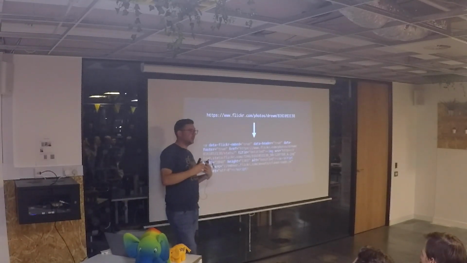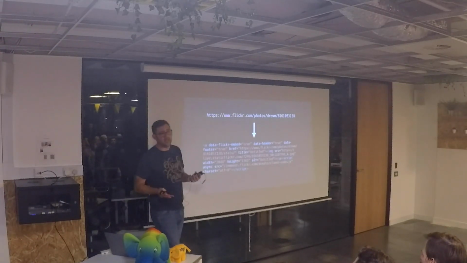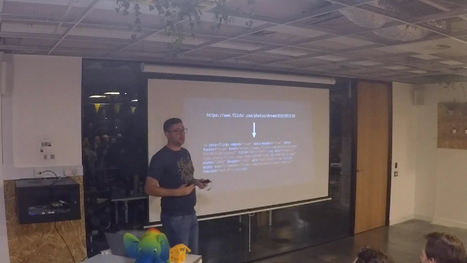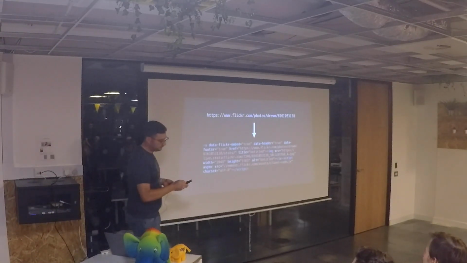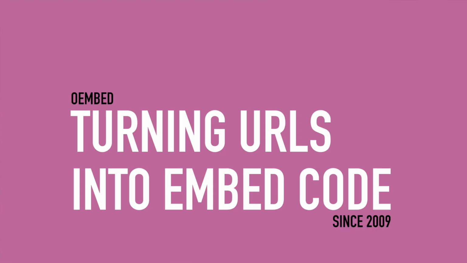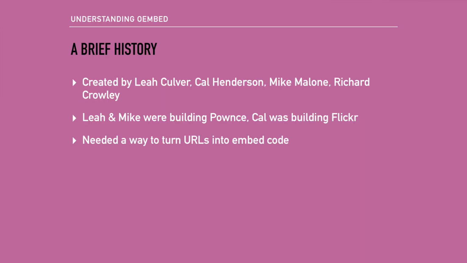And the bad news is that the first time anyone tries to use any of those services, they're going to have a really bad experience because it just won't work. And then they'll contact you, and then you'll have a bad experience because you have to talk to a user. So this is where oEmbed comes in. It's basically for turning URLs into embed code. That's pretty much its job.